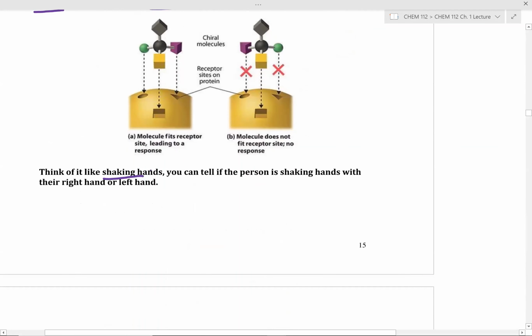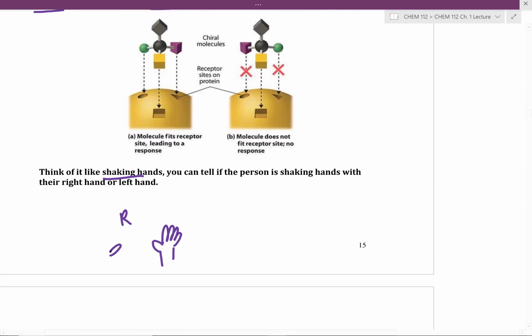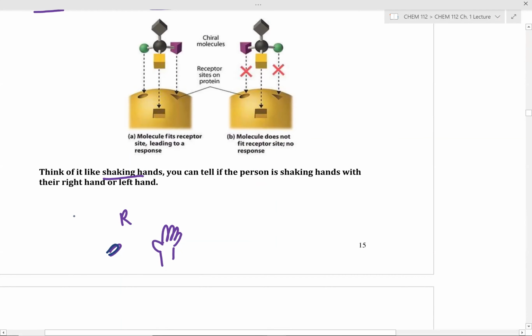Just like if you're shaking hands, for example, if you use your right hand, your thumb's right here, and if you're shaking hands with someone's left hand, you'll instantly be able to recognize, because when you shake hands, your fingers will line up in a slightly different way. That's the analogy that I like to think of.